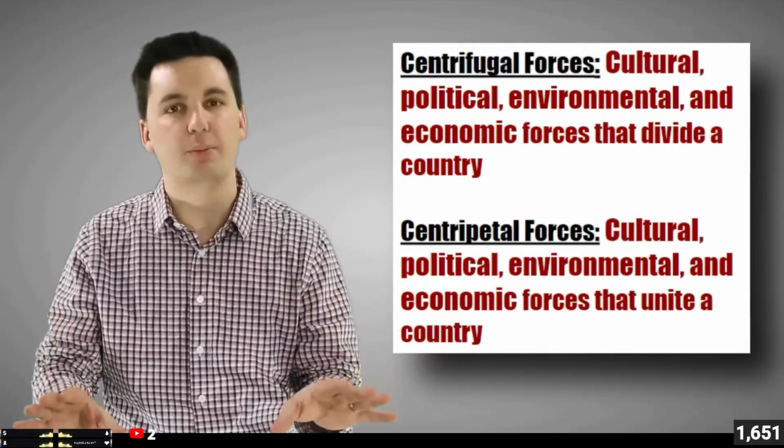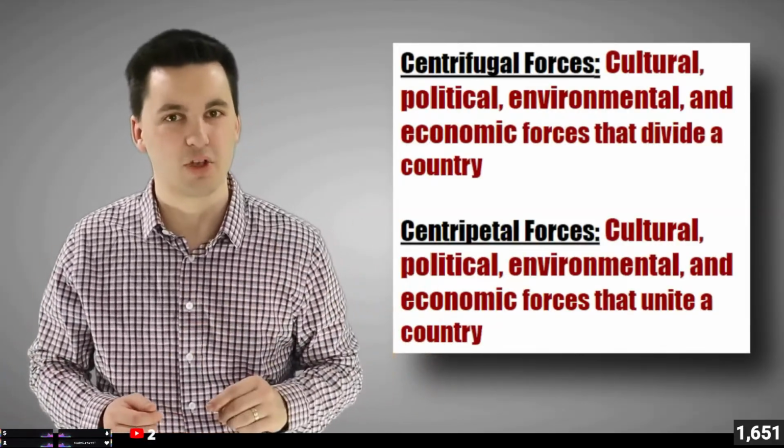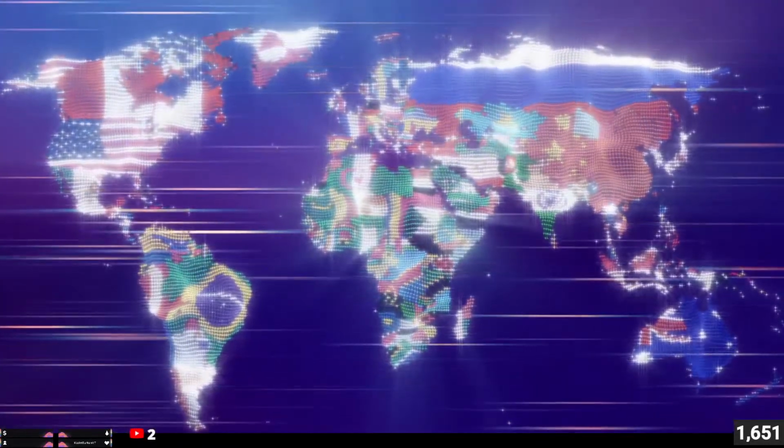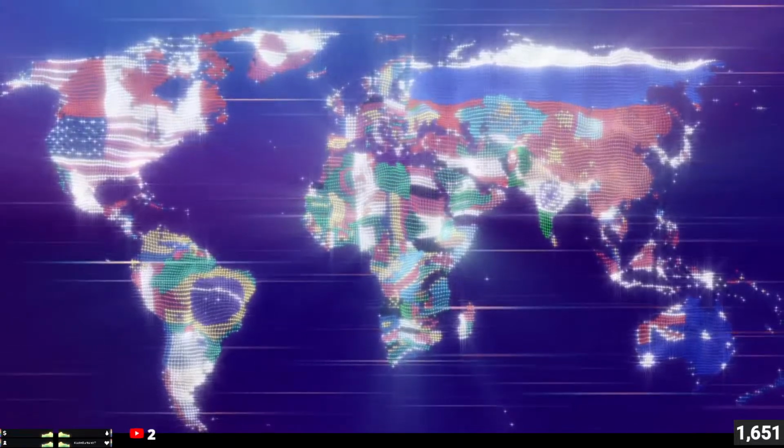Centrifugal forces are things that will push a state apart, things like terrorism, irredentism, or isolated cultural groups. On the other hand, centripetal forces will unite a country together, keeping a country stronger and preventing things like devolution from occurring. Devolution, remember, is the transfer of power from a national government down to a regional government. It's that process of transferring power.